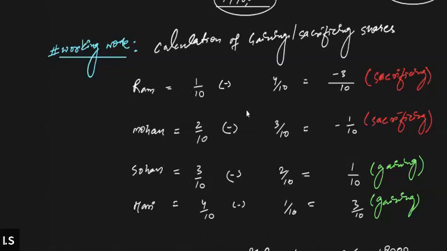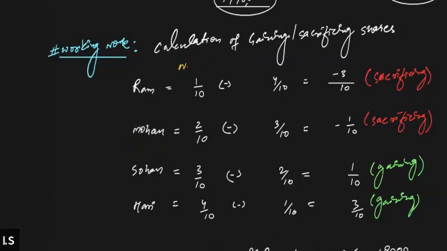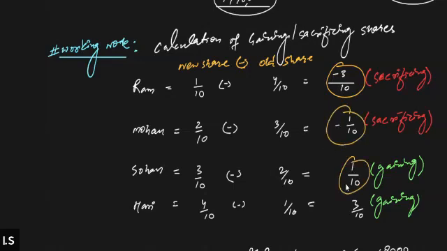And out of the new profit sharing ratio, new share, we need to subtract the old profit sharing ratio, old shares, and only then we will be able to determine whether the partners are gaining or sacrificing. So by subtracting the old share out of the new share, we got -3/10 in case of Ram, -1/10 for Mohan, 1/10 for Sohan, and Hari will have a positive value 3/10.